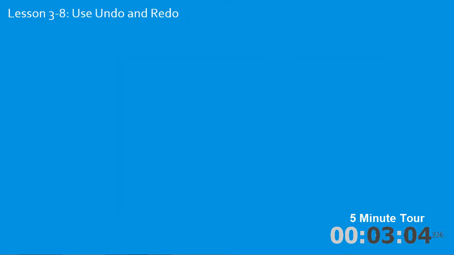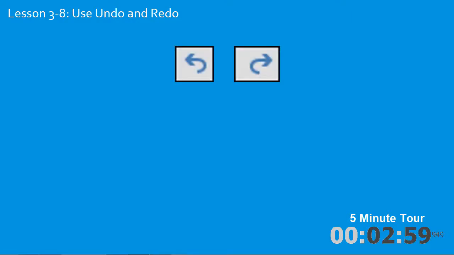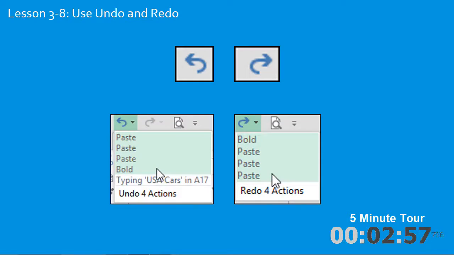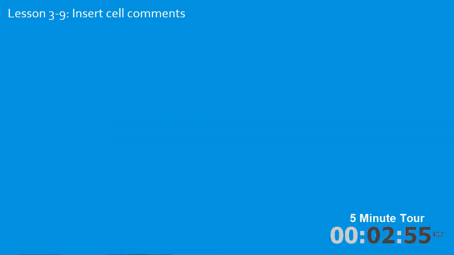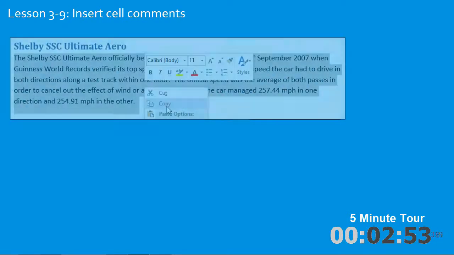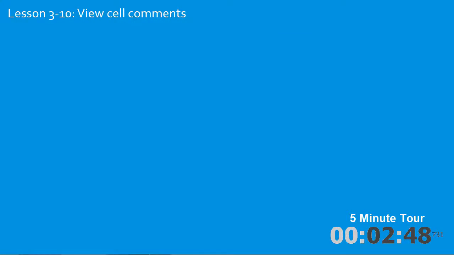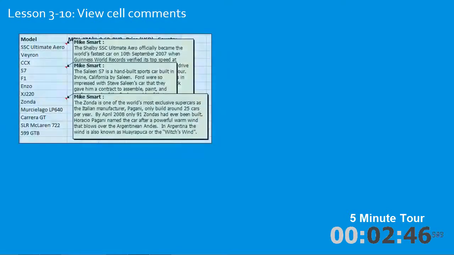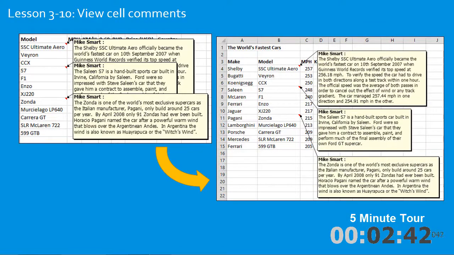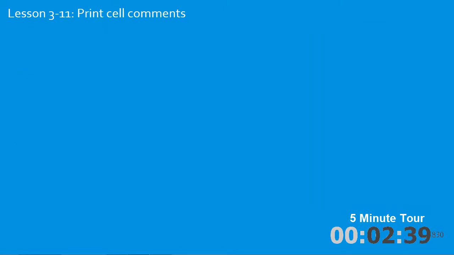In the eighth lesson, you'll use undo and redo, both the simple undo and redo buttons and also multiple item undo and redo. In the ninth lesson, you'll copy some text from a Word document and paste it into Excel as a comment. In the 10th lesson, you'll view the comments that you pasted and learn how to space them out so that they look more attractive. In the 11th lesson, you'll learn how to print cell comments. This is a feature that very few Excel users even know exists.